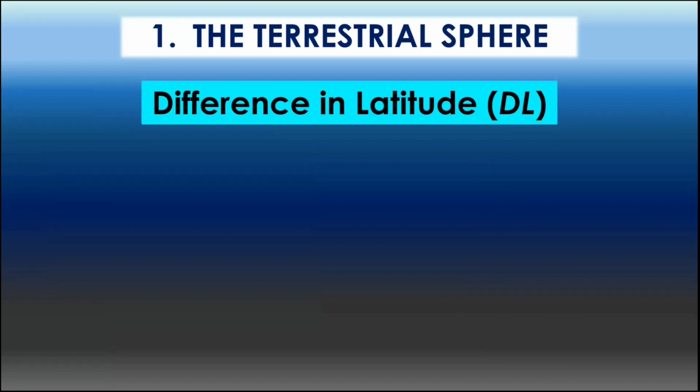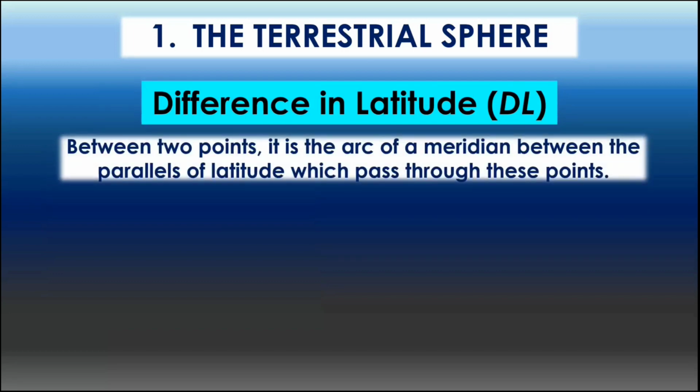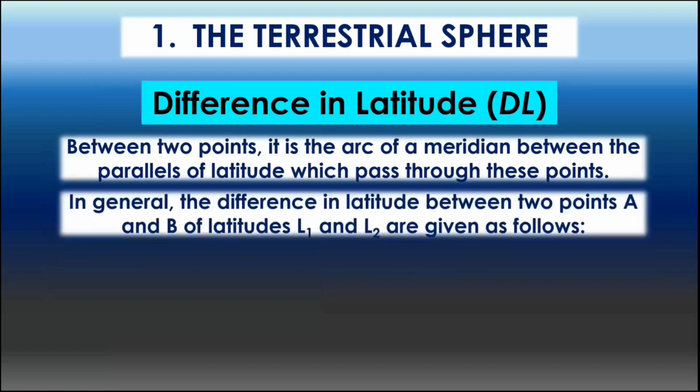After knowing what latitude is, we now have the difference in latitude, or the DL. Sometimes this is also denoted as D lat. Between two points, it is the arc of a meridian between the parallels of latitude which pass through these points. In general, the difference in latitude between two points A and B of latitudes L sub 1 and L sub 2 is given as follows.